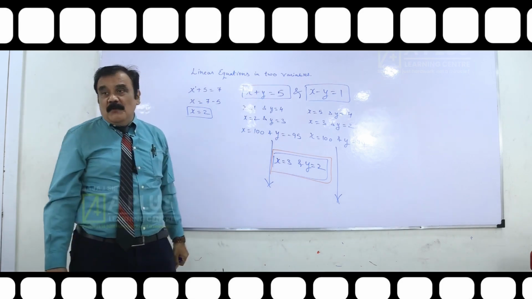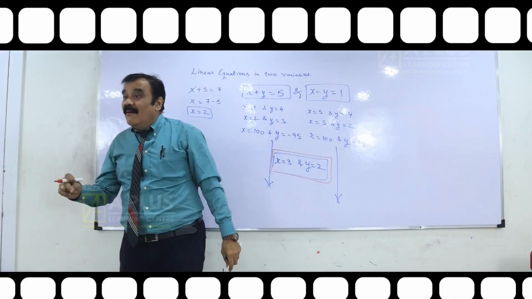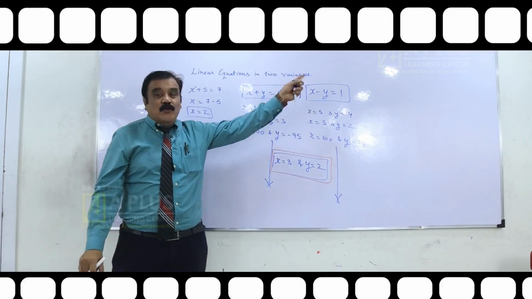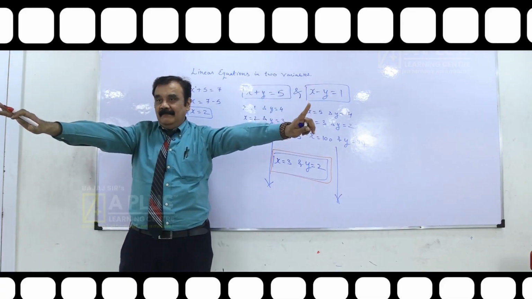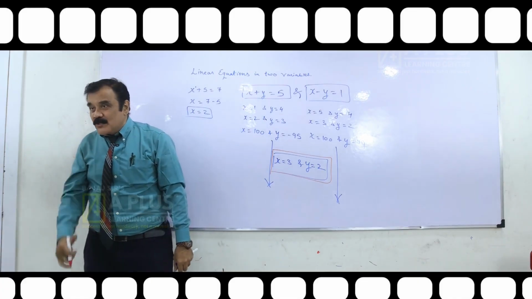So 3 plus 2 is how much? 5. 3 minus 2 will give me 1. So only this value will satisfy these two equations. That means what? What is the moral of the story?